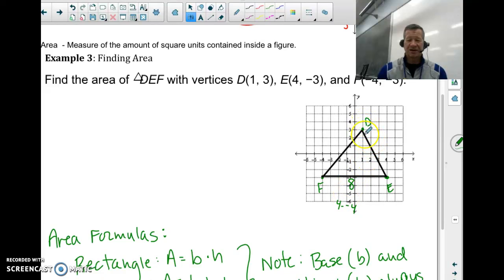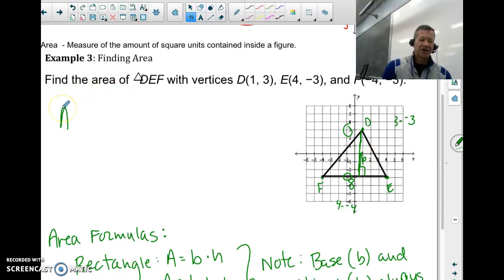Height is another story. Height has to make a 90-degree angle with the base. So I have to go from the highest point straight down. We're going to make an imaginary line here, a little dash line that makes a right angle. I have to figure out how long this is right here. And that should be simple also, because D is up at 3, whereas this base is down at -3. And if I go 3 minus -3, I can see that this distance here is going to be 6.